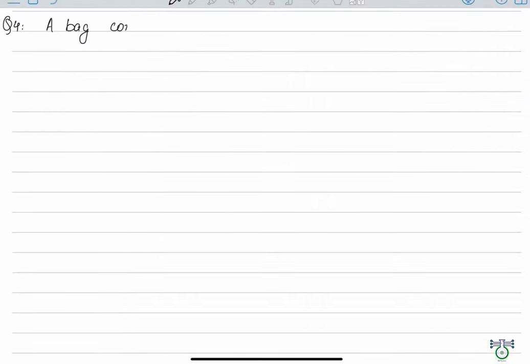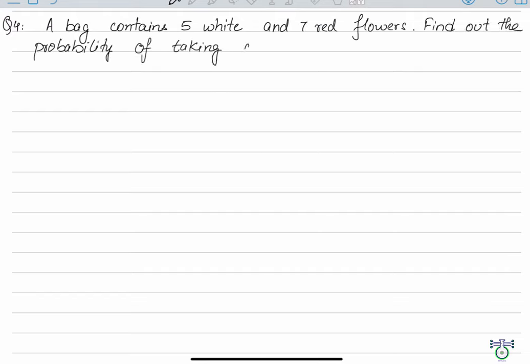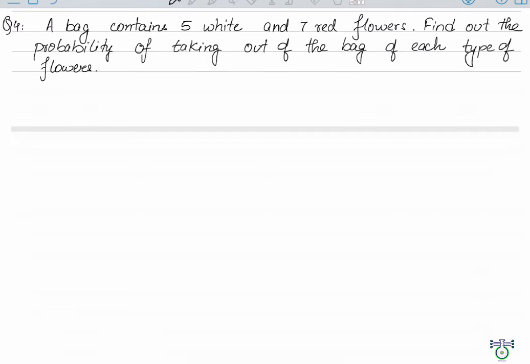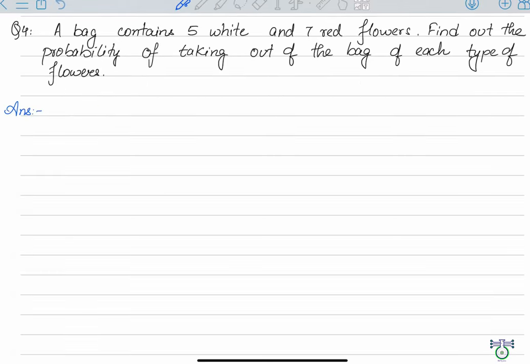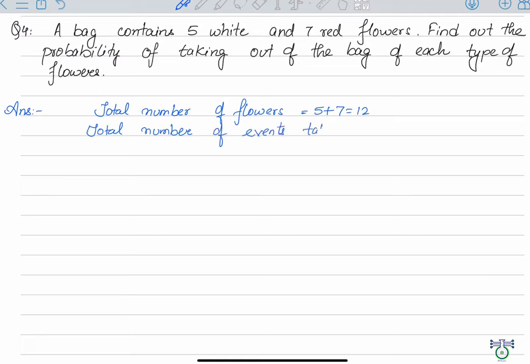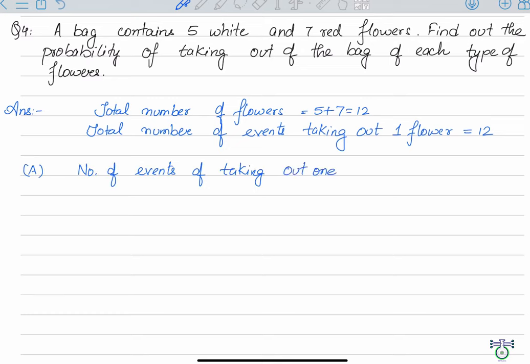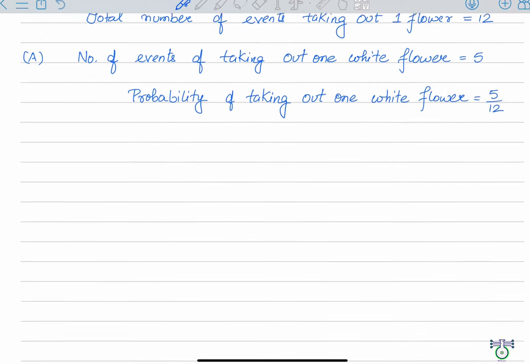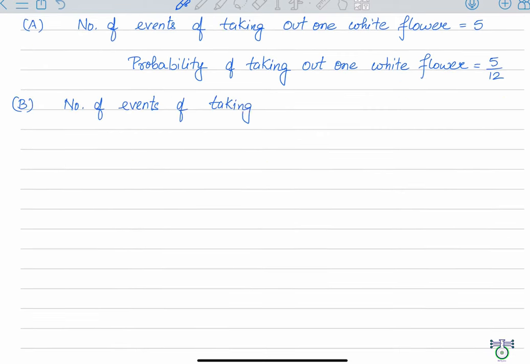Let's see. A bag contains 5 white and 7 red flowers. Find out the probability of taking out of the bag each type of flower. Why don't you pause the video and solve the question yourself? Let's understand now. Total number of flowers is going to be 5 plus 7, equal to 12. Total number of events of taking out one flower is equal to 12. Number of events of taking out one white flower would be 5. Probability of taking out one white flower is going to be 5 by 12. The next one is for the red flower. Number of events of taking out one red flower would be 7. And the probability of taking out a red flower is going to be 7 by 12.